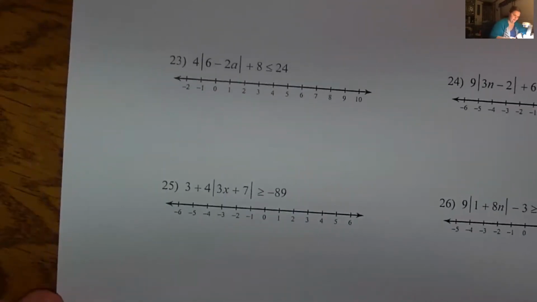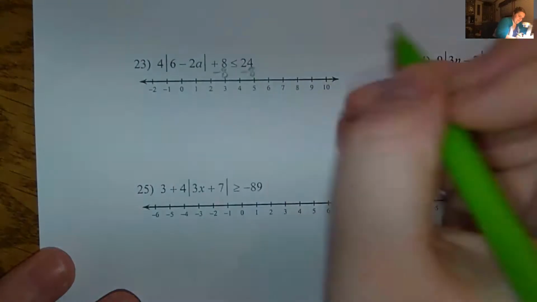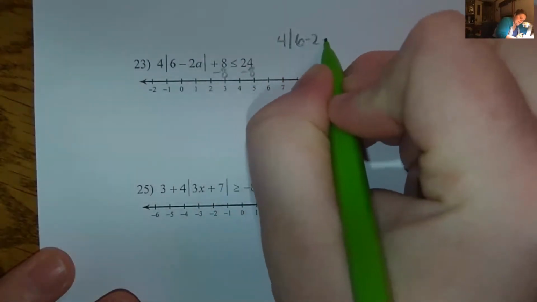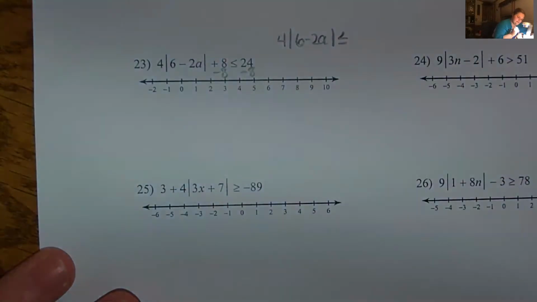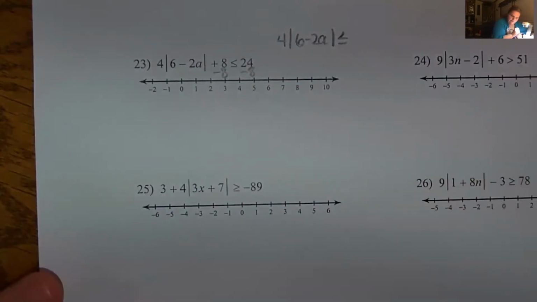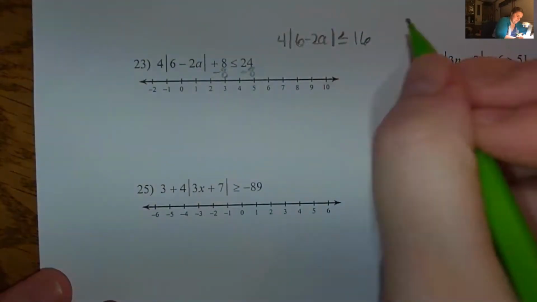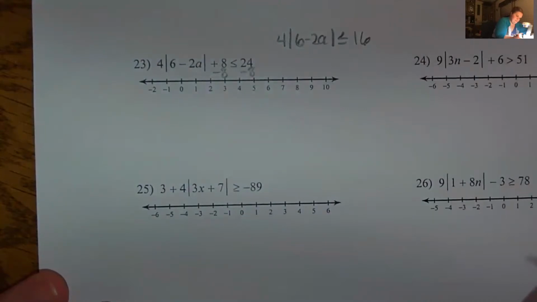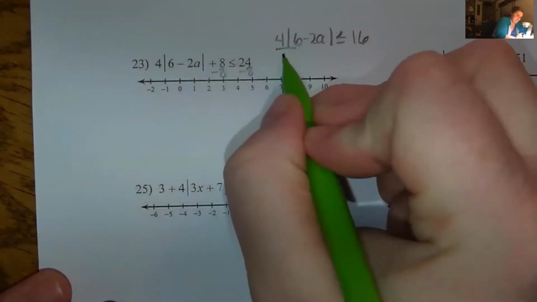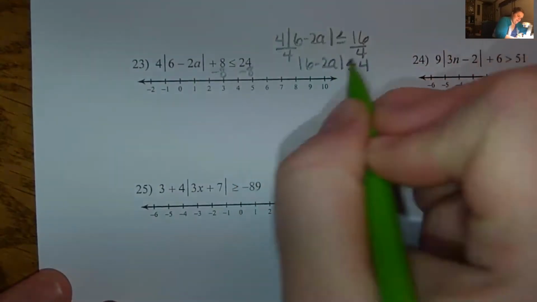Now let's go down to 23. Subtract that 8. So I have 4, absolute value of 6 minus 2a, less than or equal to 24 minus 8. Did I do all of that? I hope so. 24 minus 8. I had a brain freeze there for a second. 16. Good grief. Okay, divide by the 4. Absolute value of 6 minus 2a is less than or equal to 4.